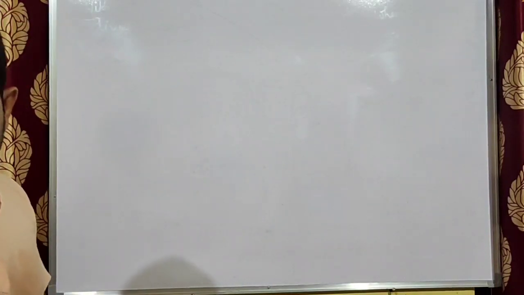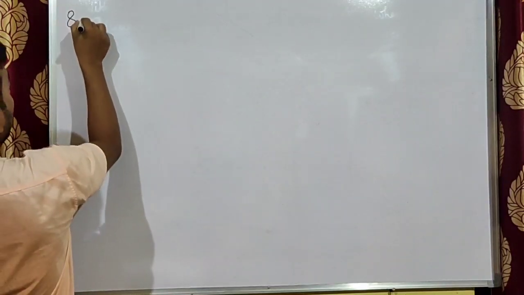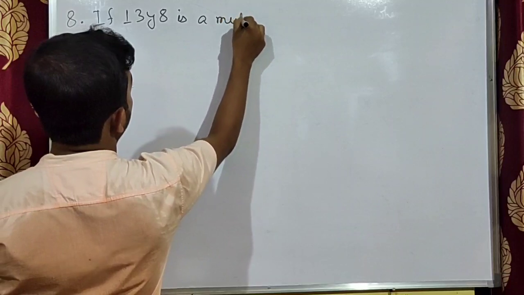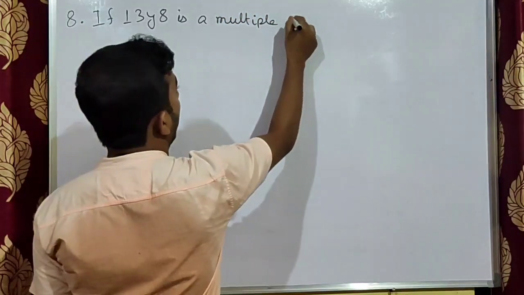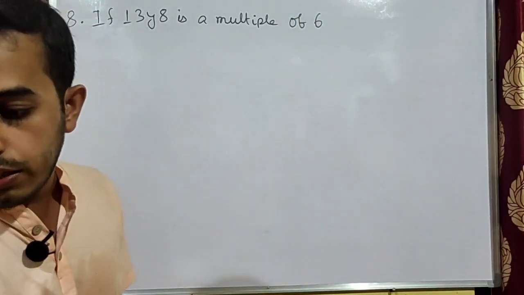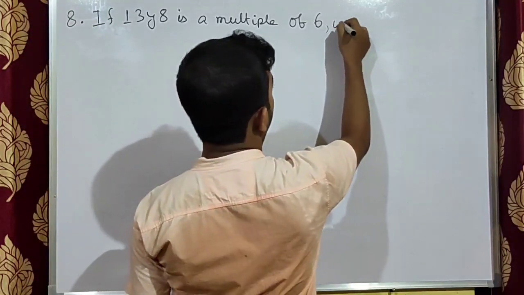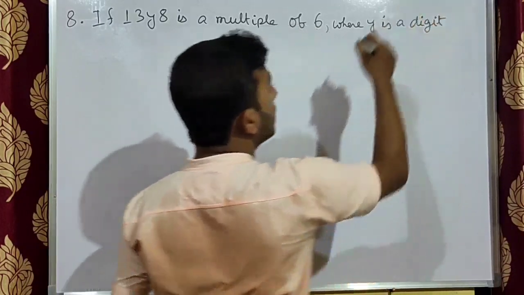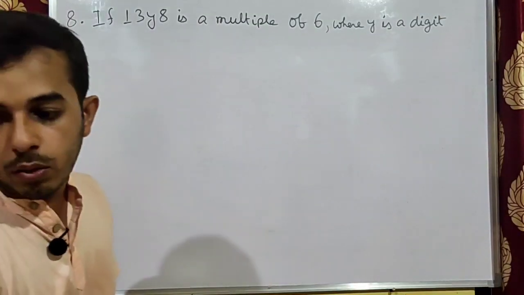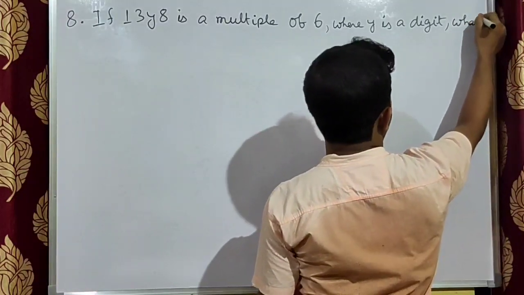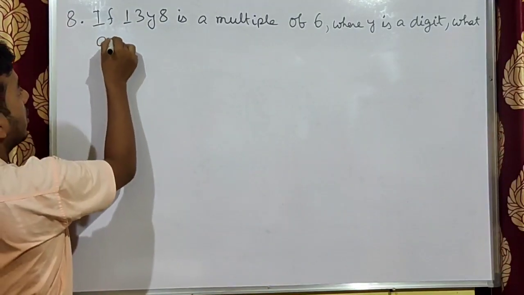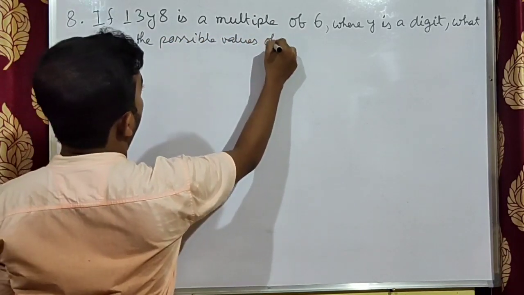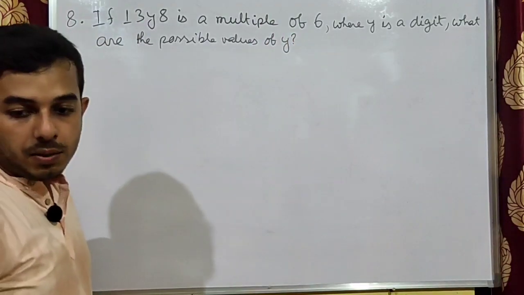What is the question? If 13y8 is a multiple of 6, where y is a digit, what are the possible values of y?